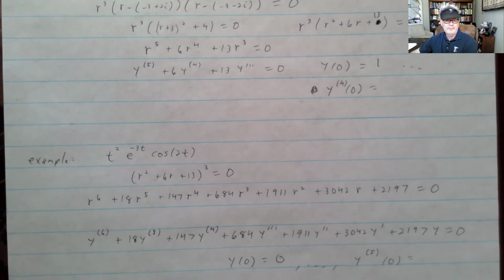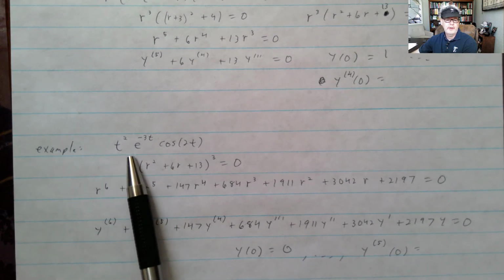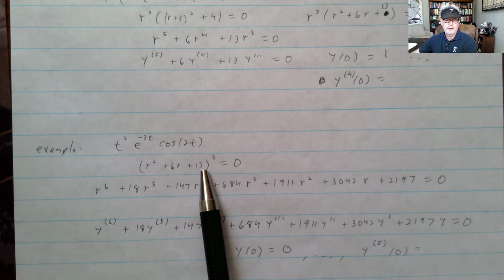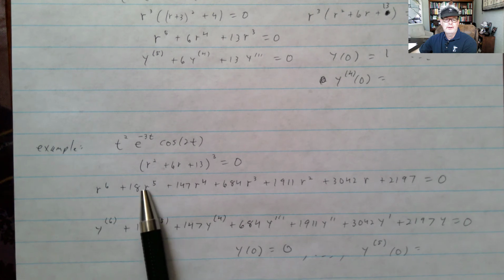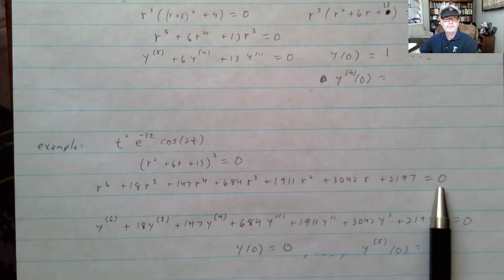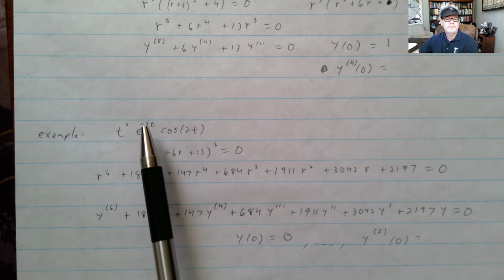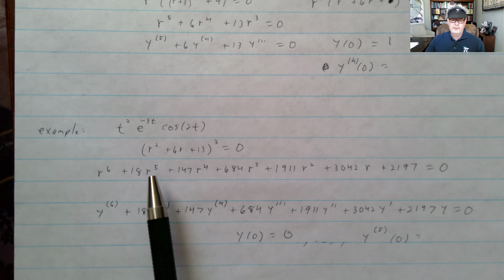Or lastly, if I wanted this function, then this would have to be the roots. It'd have to be a root repeated, order 3, to get the t squared. And it comes out to be this. So with this differential equation, I would have this function as the solution, and the exact solution depending on your initial conditions.